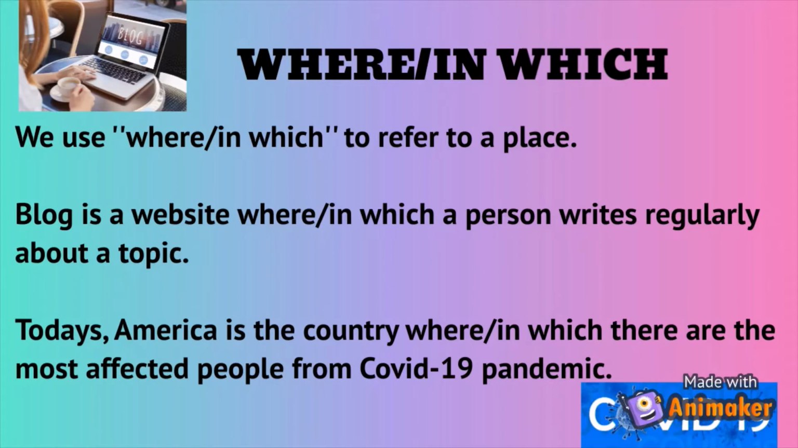Today's America is the country where there are the most affected people from the COVID-19 pandemic. Here, America is the country is the main clause. Where is the relative pronoun and it refers back to the country. And where there are the most affected people from the COVID-19 pandemic is the relative clause.